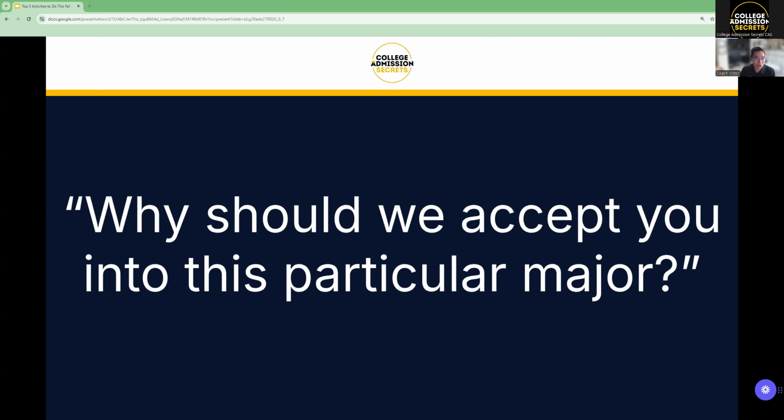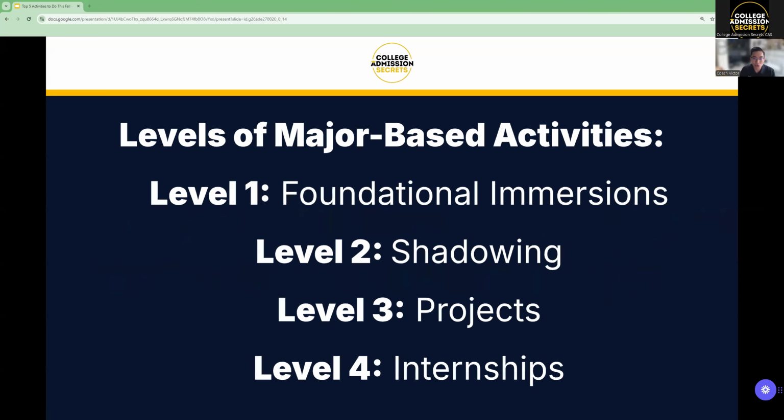The thing that we want to know about, right, is what are you doing to expose yourself to this particular major so that you know for certain that this is what you want to apply into. So going into the different levels of major-based activities, many people jump all the way to level 4, which is internships, right? Obviously, everyone's always looking for internships, but there are still these levels of different types of major-based activities that are still important that you shouldn't leave out.